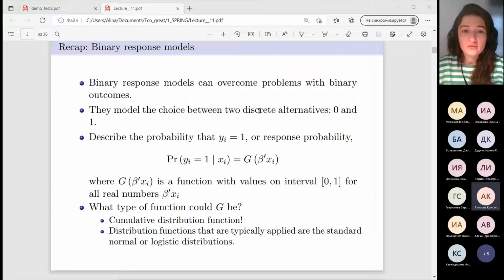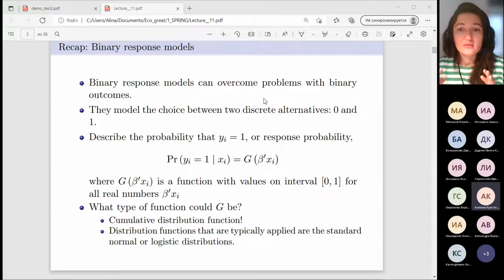But what type of cumulative distribution function? We discussed that we have two options. The first option, we can say that this is the cumulative distribution function of the standard normal distribution. In this case, we use the probit model. Or if we say that this is the cumulative distribution of the logistic function, we use the logit model.